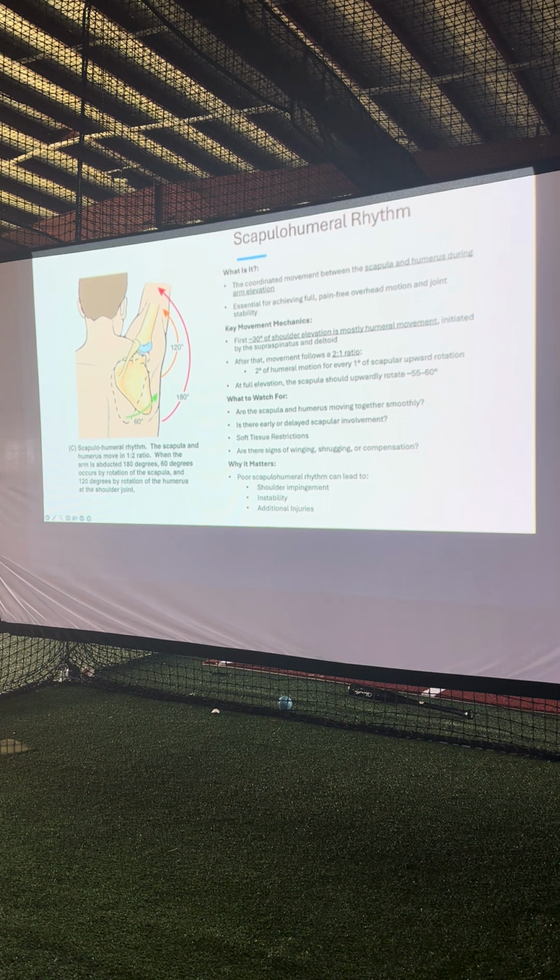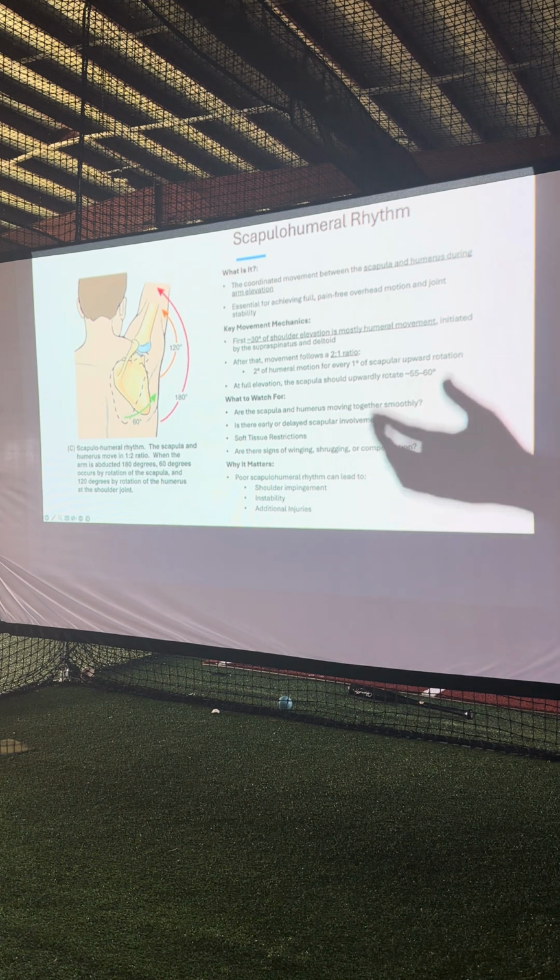This is kind of like what we're working towards. So what it is, the scapula and humerus in elevation, and basically we're trying to work towards full pain-free overhead motion and joint stability. The first 30 degrees of shoulder elevation is humeral movement, and then after that, 2 degrees of humeral movement is 1 degree of scapular upward rotation.